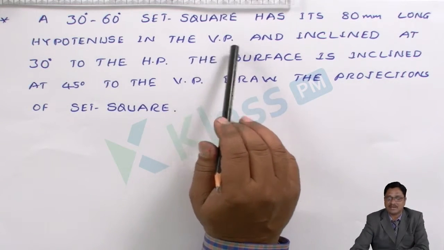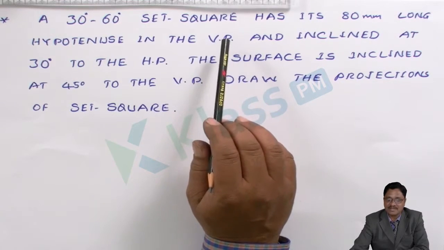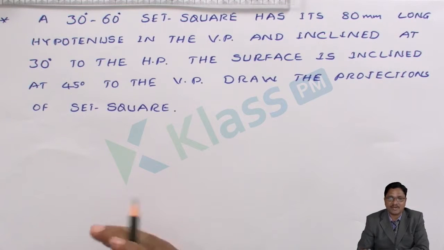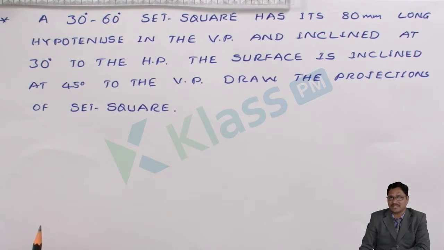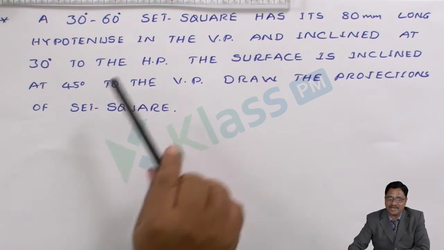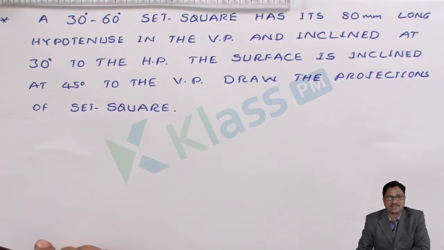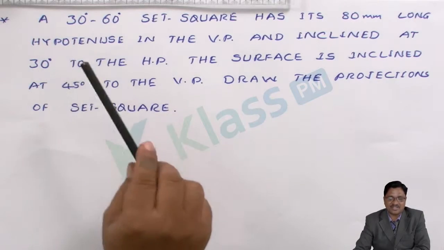In the VP means the resting condition has been given. Since it is VP resting, we have to initiate with the VP projection. In most of the previous problems we got the resting condition in the HP, so the problems we discussed so far were also HP resting, and we initiated the top view. But whenever the condition is given in the VP, the front view is to be initiated first. After that, edge resting, hypotenuse is nothing but the edge.